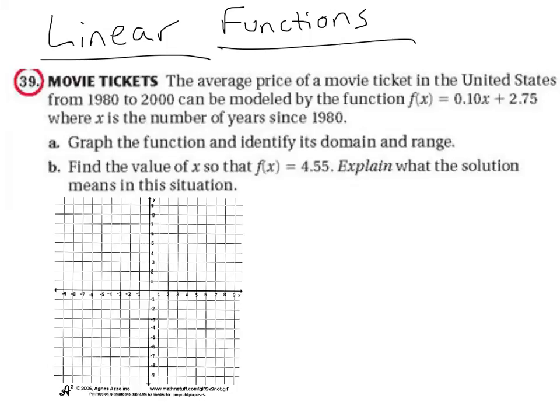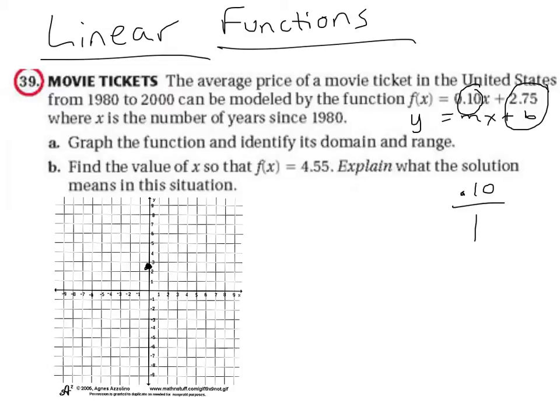Oh, look here, I found a graph. Okay, if you look at this function, you've got y equals mx plus b. It's already in slope-intercept form, where this number 2.75 is your intercept. So if we travel to 2.75 on this graph, it's the point just below 3, right about there. And the slope is this number here, 0.10.